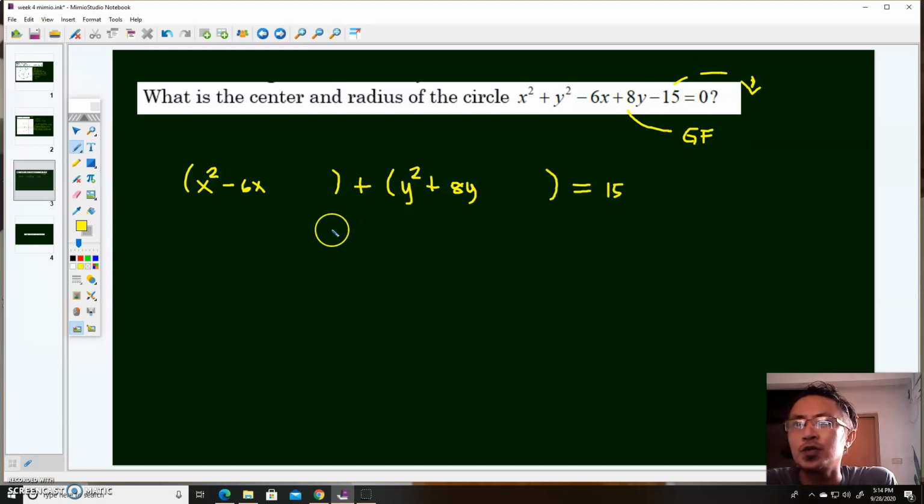Now what we do is we will complete the square. So let me write that. That's the method that we should do here. Complete the square in each group.